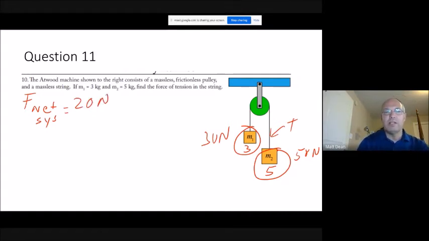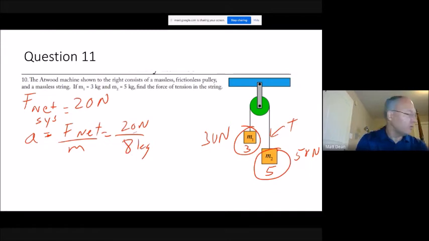So next we want to calculate the acceleration of the system. So acceleration of the system is going to be equal to the net force of the system divided by the mass of the system. So that's going to be 20 newtons divided by the total system mass, which is 8 kilograms. And 20 divided by 8 gives us 2.5.